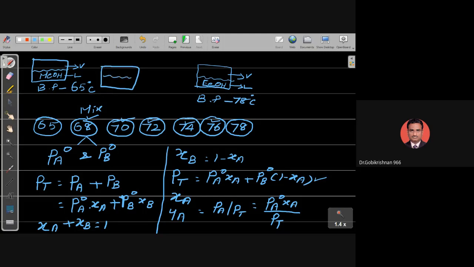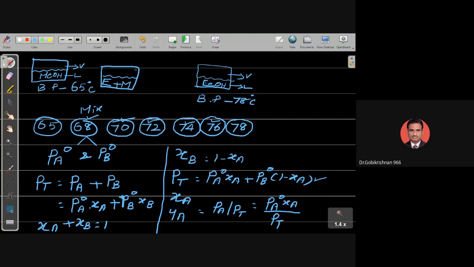68 degrees. The first case is a mixture of methanol alone. This is pure methanol alone. This is pure ethanol. But if you take here, it is a mixture. This one is a mixture of ethanol and methanol. Ethanol and methanol both will be there.